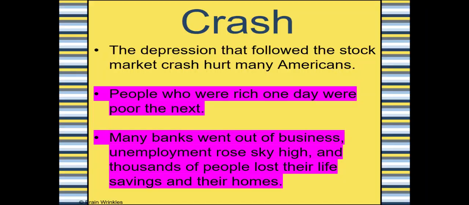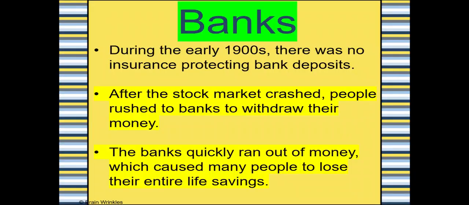So when the stock market crashed and the Depression began, you had people who were millionaires and multimillionaires, or thousandaires at least, and now they're poor. Then unemployment started to rise. People were losing their homes. People were losing their savings, the little savings they did have.